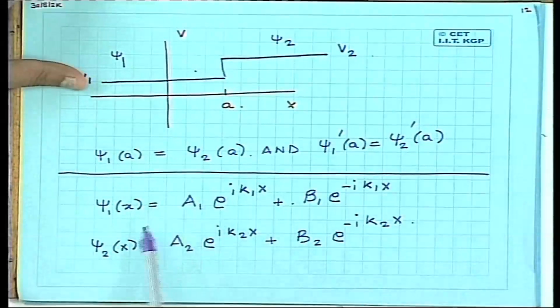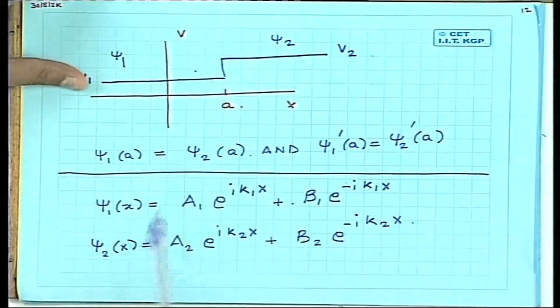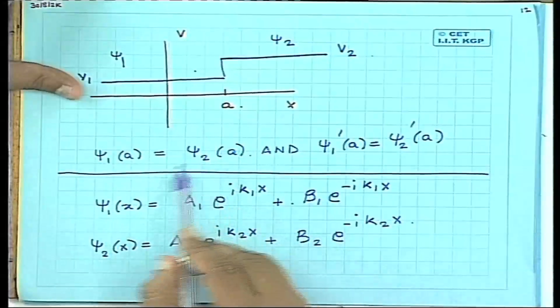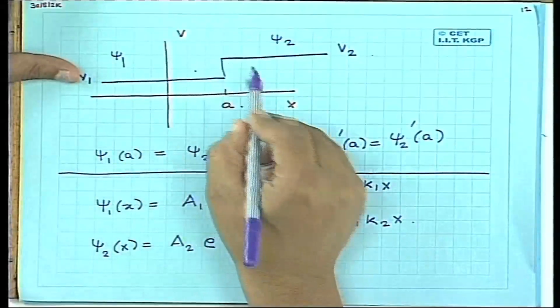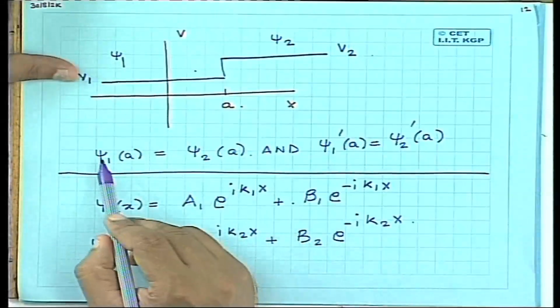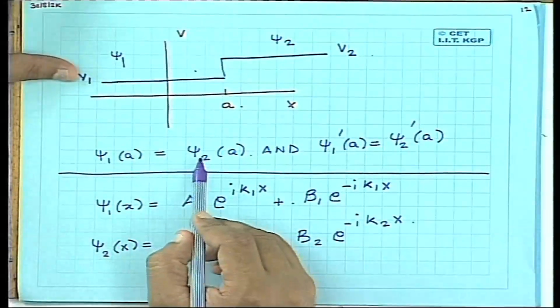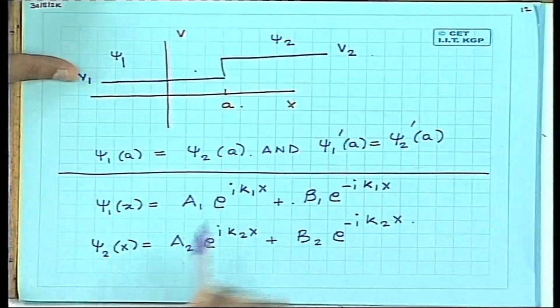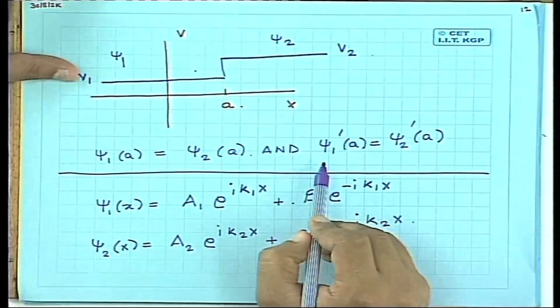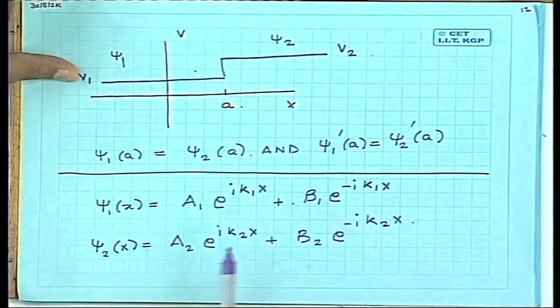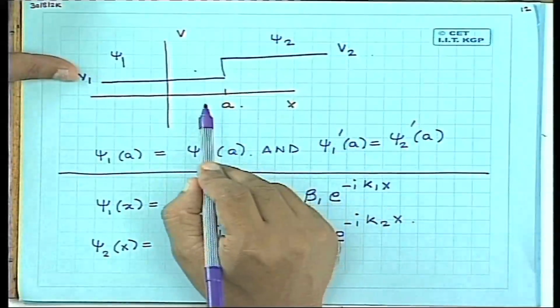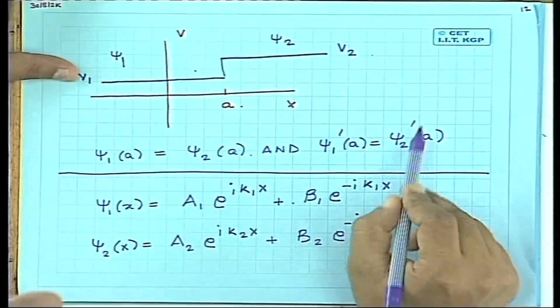And we wanted to match the boundary conditions. So the wave function should match at the point of discontinuity in the potential. So the wave function psi 1 of a should be equal to psi 2 of a. In addition, the first derivative of psi 1 should be the same on both the sides at this point a. So psi 1 prime of a should also be equal to psi 2 prime of a.